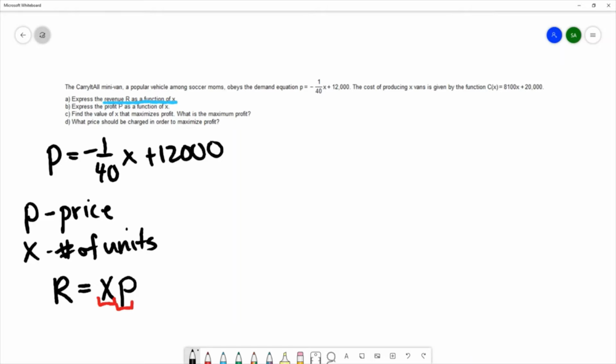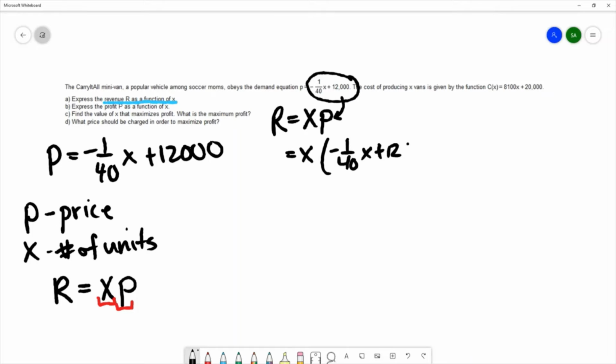So to calculate revenue, that's x times p, and we have a formula for p, so we're going to substitute that in to get x times negative 1/40th x plus 12,000. We'll use the distributive property, and that's negative 1/40th x squared plus 12,000x. So this is the answer to part A, the revenue function.